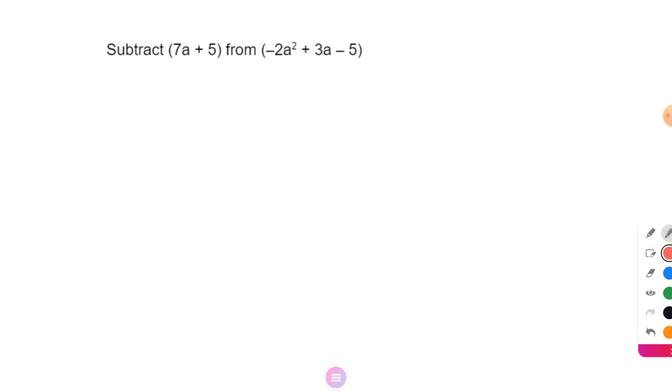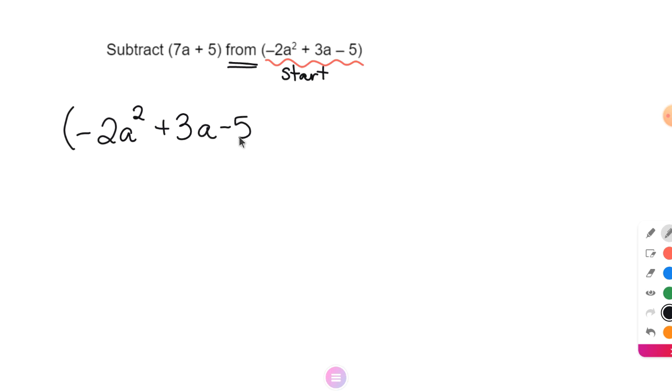All right, subtract 7a plus 5 from the quantity negative 2a squared plus 3a minus 5. All right, so that "from" is important. That means we're starting with that quantity, negative 2a squared plus 3a minus 5. We're subtracting 7a plus 5 from that. All right, it's subtraction, so we're thinking about distributing that negative 1. So I'm going to change this to plus, and that means this becomes negative, and this becomes negative.